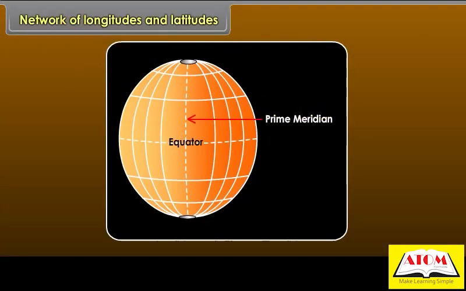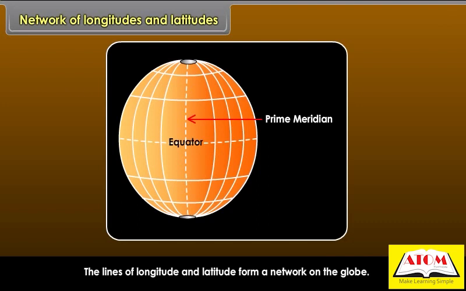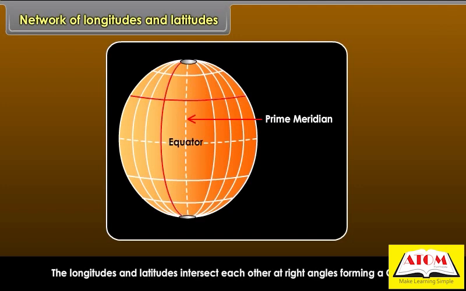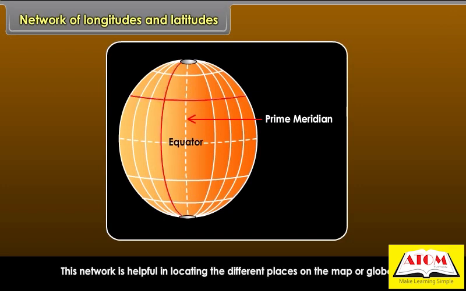Network of longitudes and latitudes. The lines of longitude and latitude form a network on the globe. The longitudes and latitudes intersect each other at right angles, forming a grid. This network is helpful in locating the different places on the map or globe.